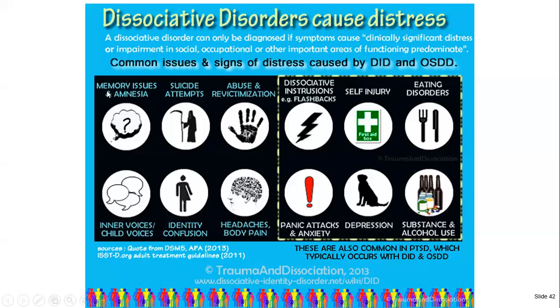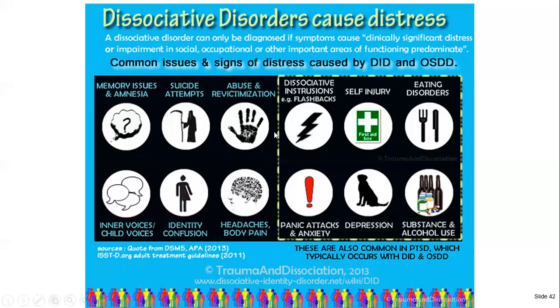Common causes and signs of disease caused by dissociative disorder: memory issues, which we call dissociative amnesia, and suicidal attempts. Sometimes they have abnormal thoughts and beliefs. Particularly, they have a history of psychological trauma, abuse, and victimization. So maybe a history of abuse, sexual assault, rape, or combat.